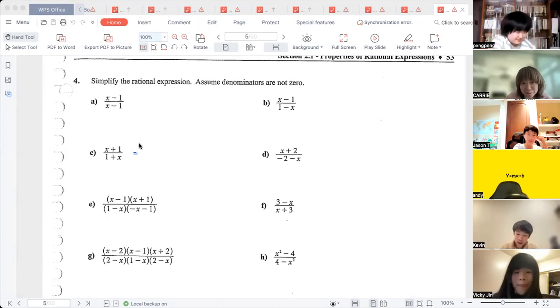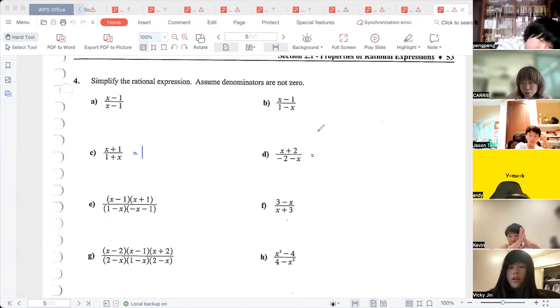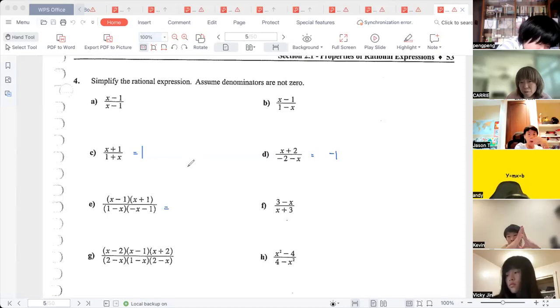You know it. So what is x plus 2 over negative 2 minus x? They'll ask you to calculate it. Find the answer. -1. Very good. -1, because x plus 2 equals negative 2 plus x, right? So that's why it's -1. They already assumed that the denominator is not 0.